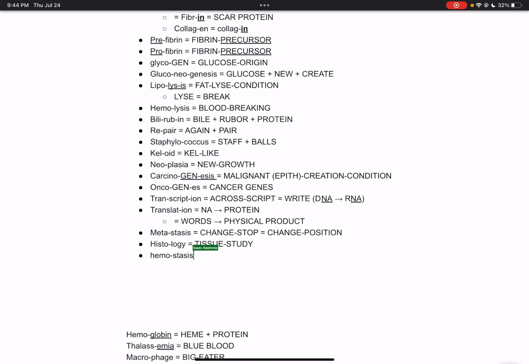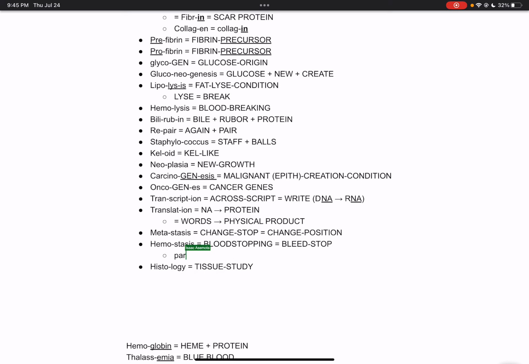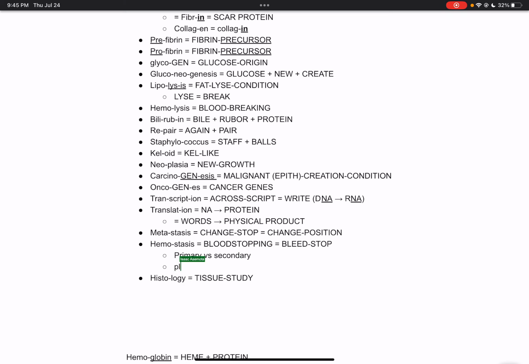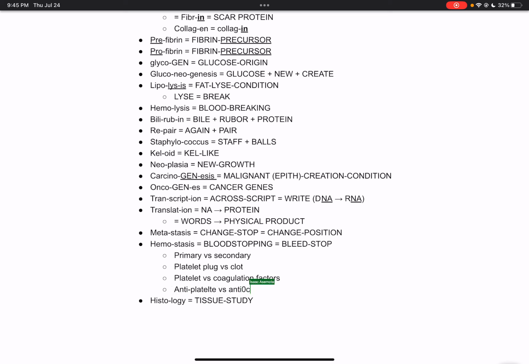Another important word, hemostasis. Since we talk about metastasis, it's called hemostasis. It means blood stopping. The whole point is to stop bleeding, so it means forming clots. It splits into two things: primary versus secondary hemostasis. In primary, you don't form a clot, you form a platelet plug, which is the blueprint for a clot. It's the scaffold that the clot will be built on top of. Secondary hemostasis is where you actually form a clot, or a thrombus. So it's platelets versus coagulation factors. The drugs are called antiplatelet versus anticoagulation.